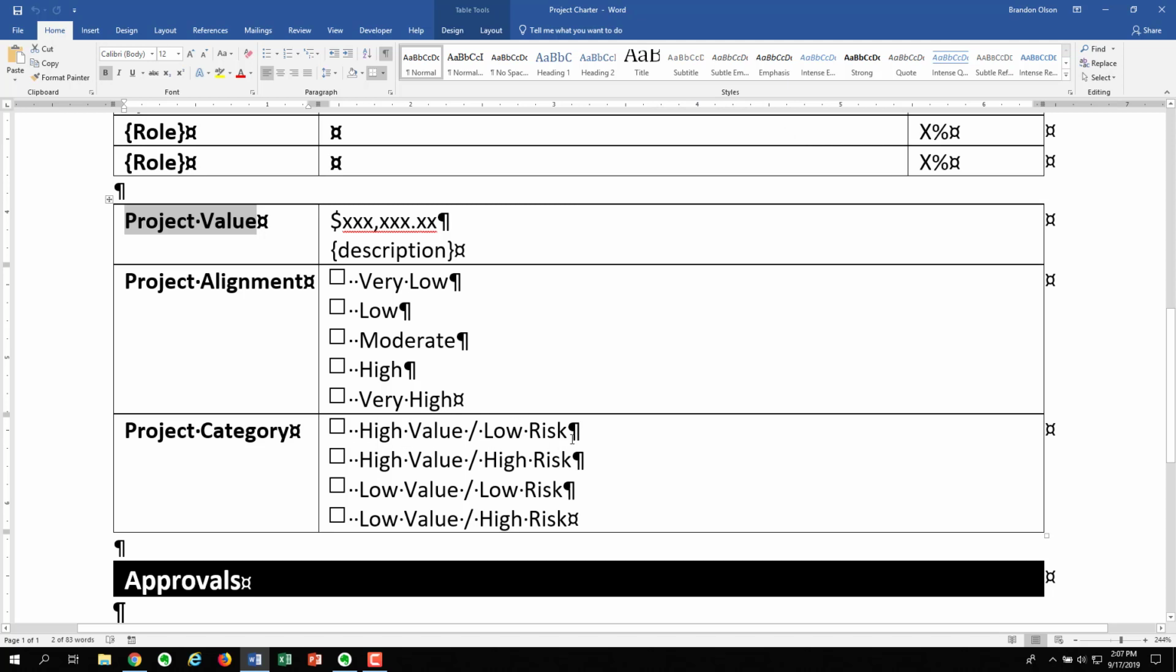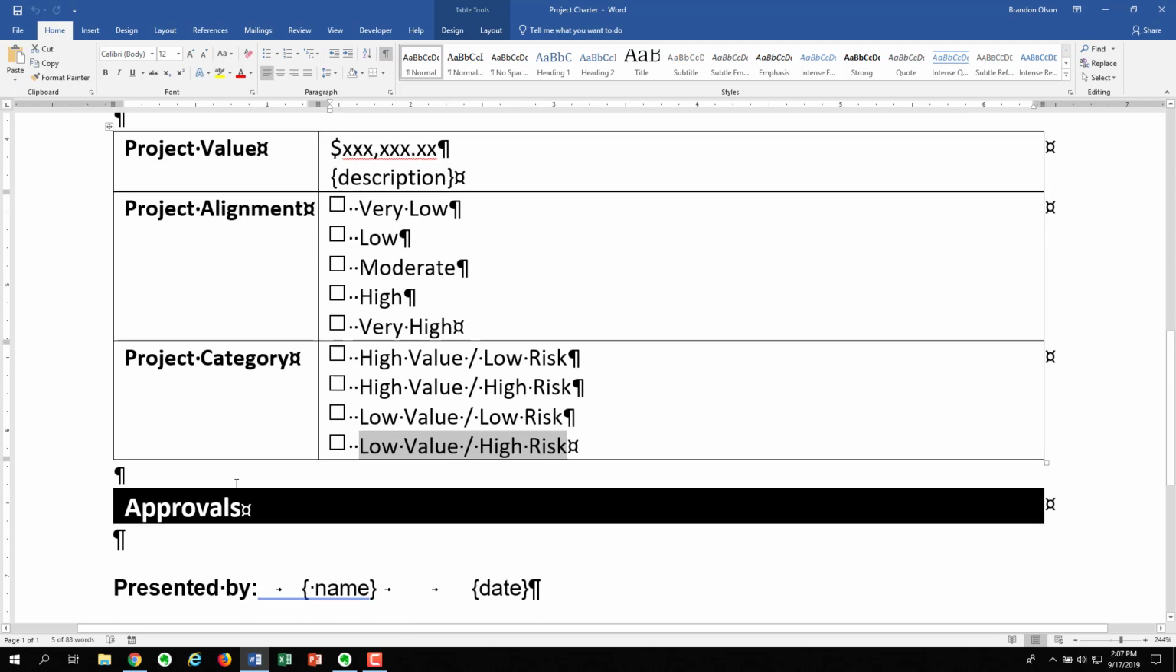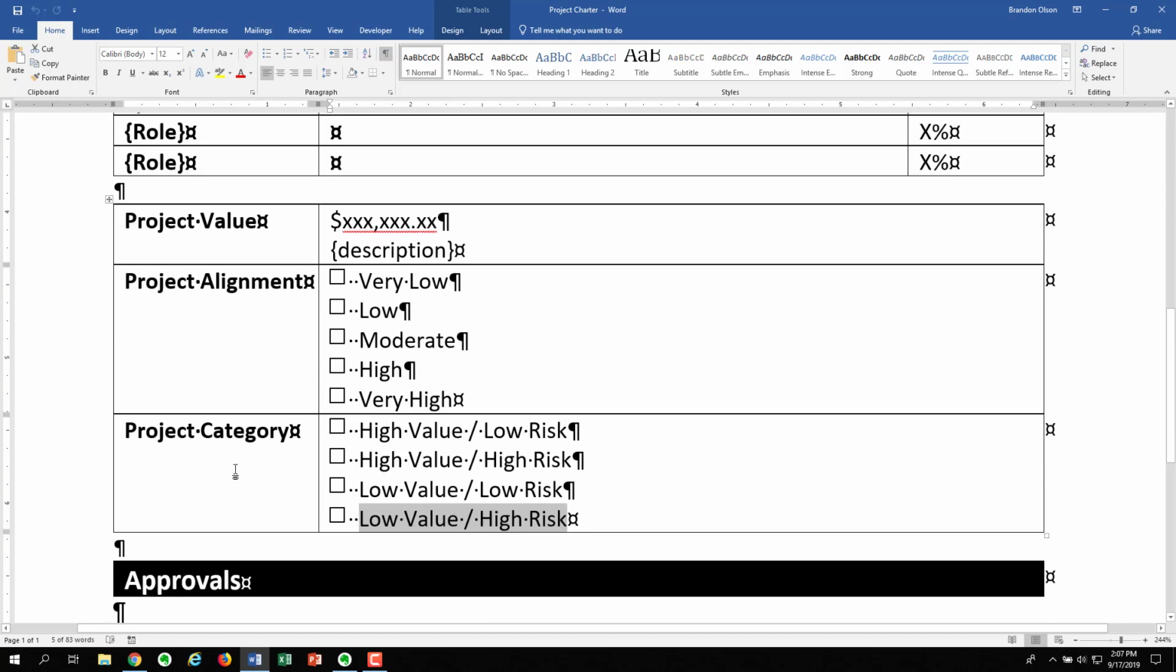That's the ideal project. High value, high risk. Those are good projects to look at, but an organization's only going to take on so many of the projects like that. Low value, low risk. That's not ideal, but sometimes necessary. Low value, high risk. Those are the projects that the organization's going to want to avoid. But still we want to categorize our project to help the organization evaluate the project.